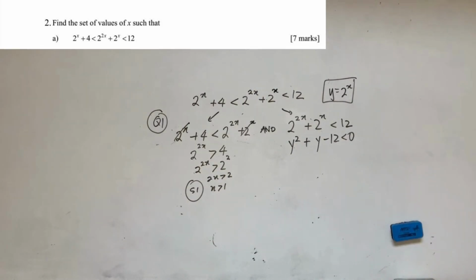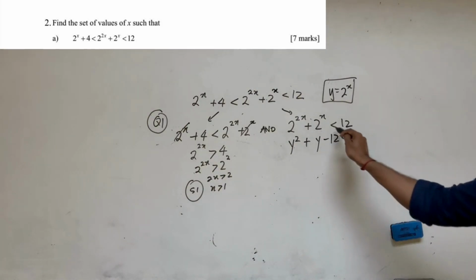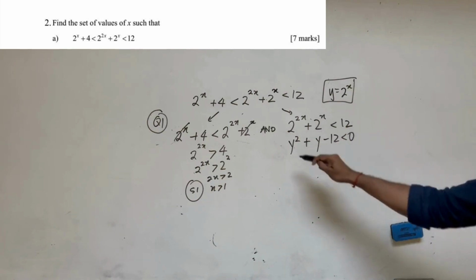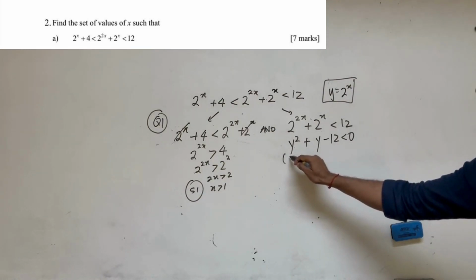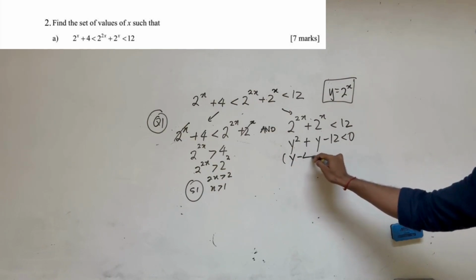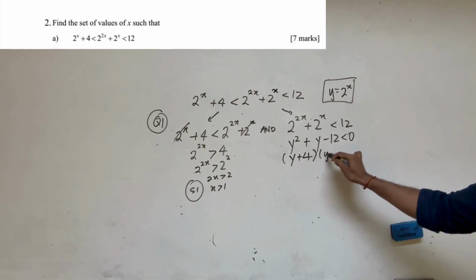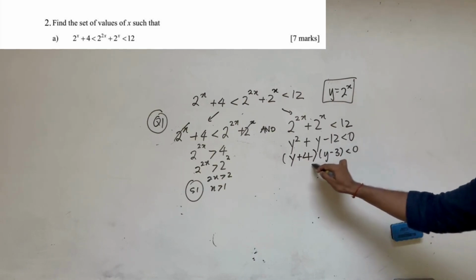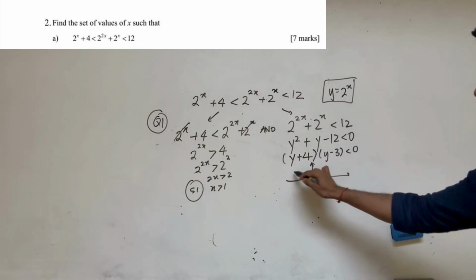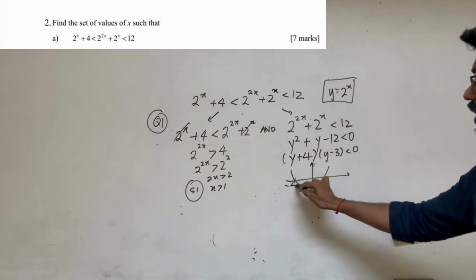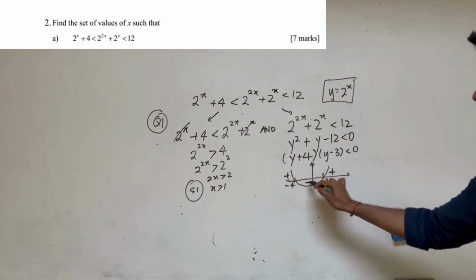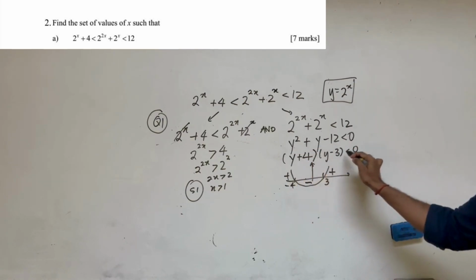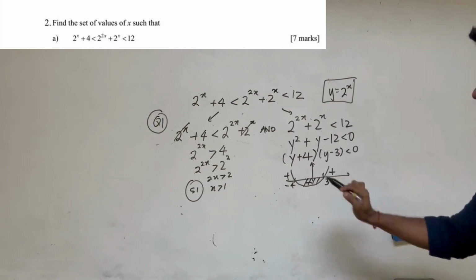Now what we can do is solve this. This is a quadratic inequality. The way to solve a quadratic inequality is that I need a graph. If I factorize that, it is going to be y plus 4, y minus 3. So I can do my graph. I'll be cutting at negative 4 and I'll be cutting at 3. Positive, negative. Since this one must be less than 0, I want the negative counter sign.